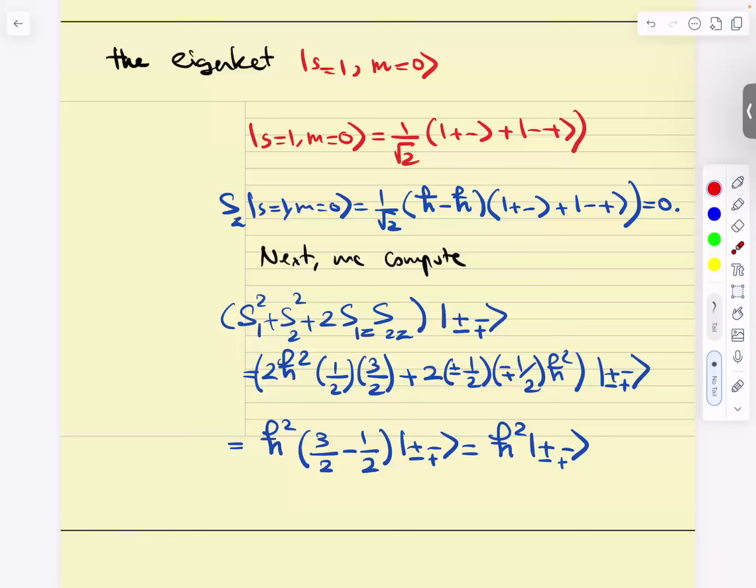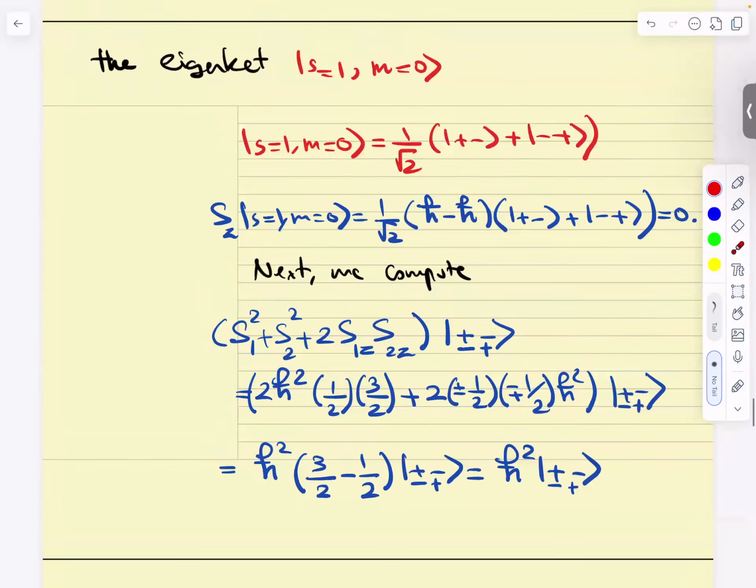Okay, so let's act with S_z on this vector. If you act with S_z on this vector, you're going to get ħ. Actually, wait a second. Is this correct? Yeah, that's correct, actually. You get ħ minus ħ and it's 0. Comparing this with that equation, this justifies that this is m equals 0. If you act with S squared on it, let's see what we get.